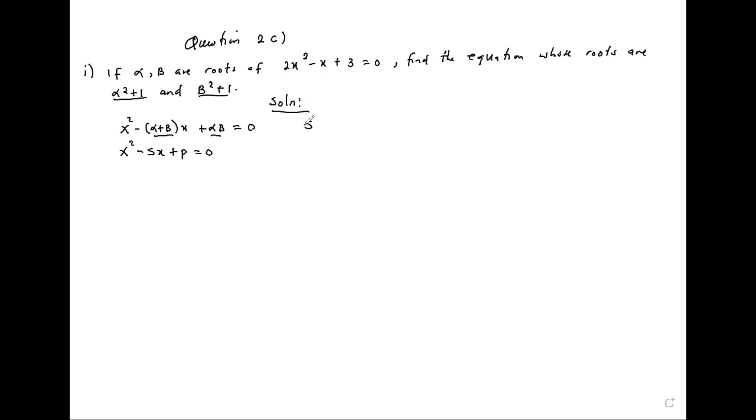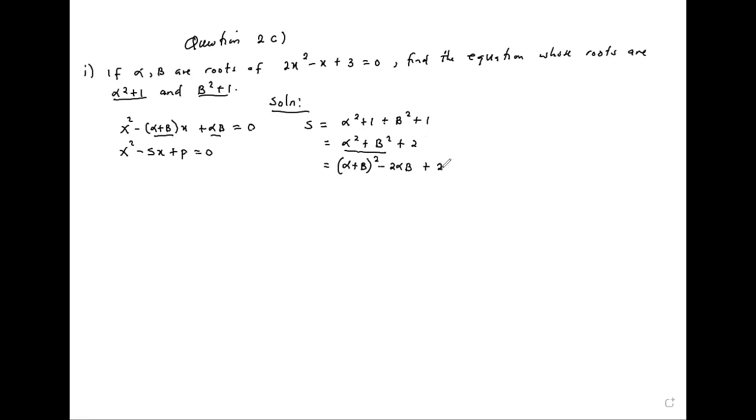Now let's find the sum of our new roots. Our new roots are alpha squared plus 1 plus beta squared plus 1. This gives us alpha squared plus beta squared plus 2. But we know that alpha squared plus beta squared is the same as alpha plus beta squared minus 2 alpha beta, and then plus 2.